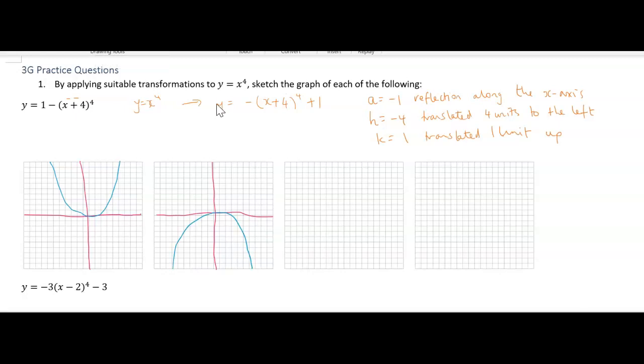I'm just doing each one separately. Then it's going to be shifted to the left 4. So its turning point there was at 0, 0, and then it's going to negative 4, 0. So I'm going to draw that again. Then our last one, we're going to do that last translation. We're going to shift it up 1. So the negative 4, 0 is going to become negative 4, 1. We're going up 1.